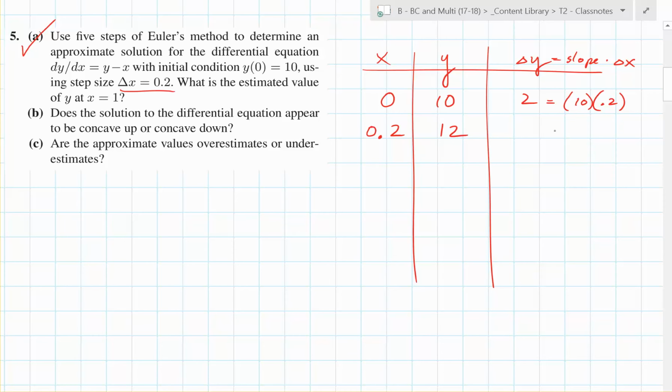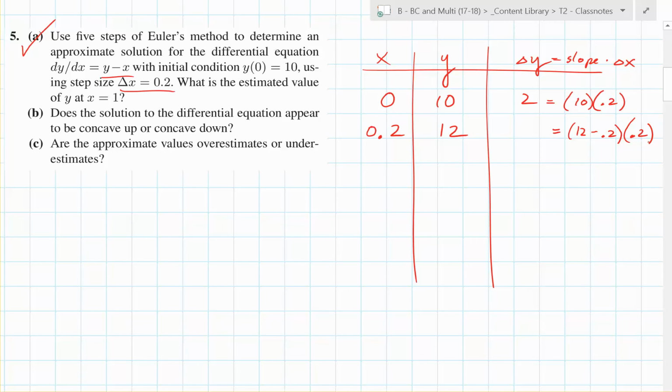12, right. So then how do you get the next delta y? 12 times? It's not 12, is it? What is it? It's the differential, y minus x. So what's it going to be? 12 minus 0.2 times what? 0.2.